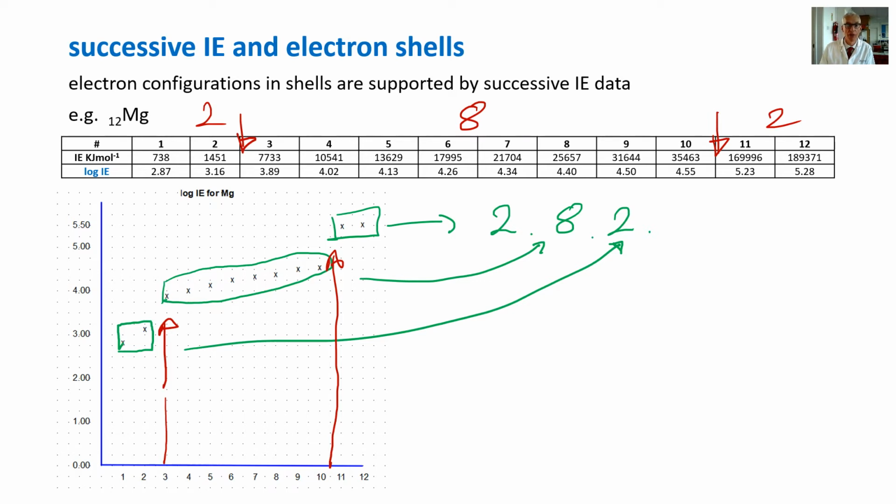We've gone from 1451 to nearly 8,000. That's a large jump. So that tells us that we've got 2 electrons that are easy to remove. That is 2 electrons in the outer shell.